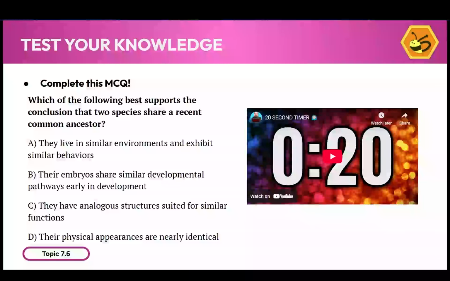Alright, so this is another pretty basic MCQ. Which of the following best supports the conclusion that 2 species share a recent common ancestor? A, they live in similar environments and exhibit similar behaviors. B, their embryos share similar development pathways early in development. C, they have analogous structures which are suited for similar functions. D, their physical appearances are nearly identical.